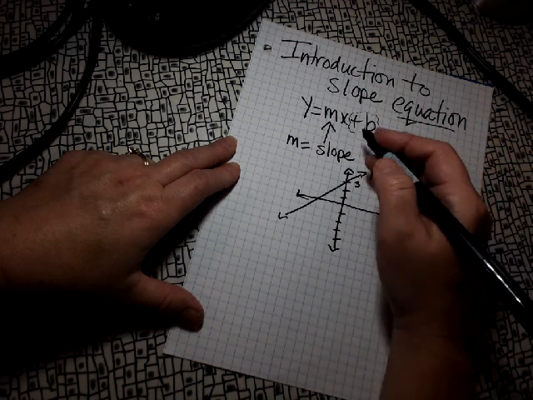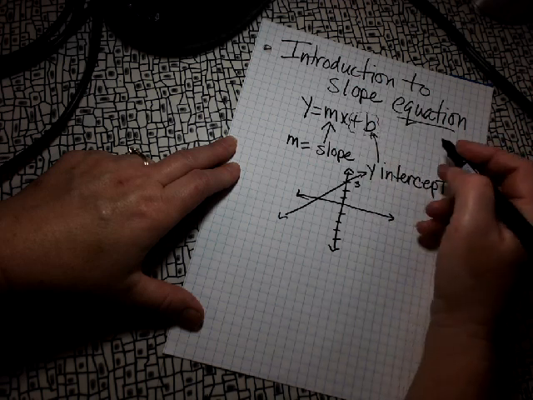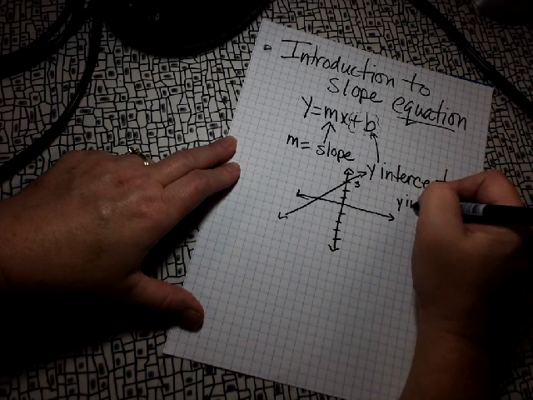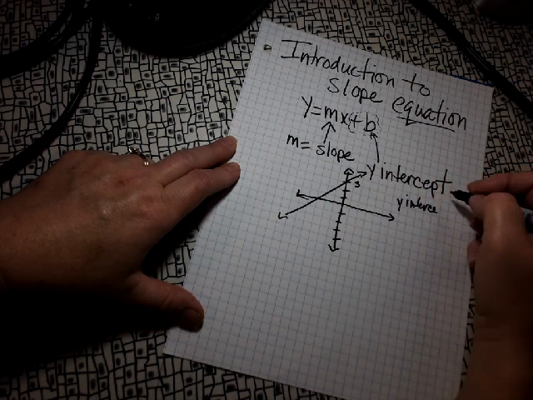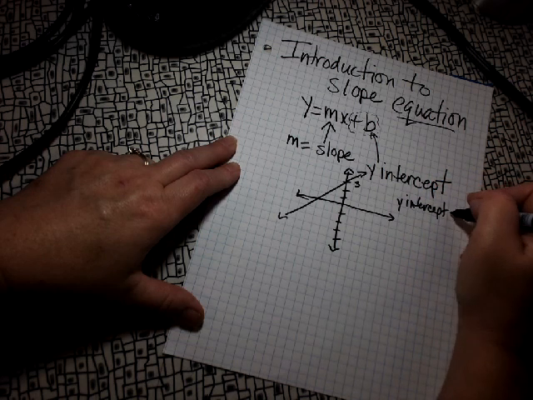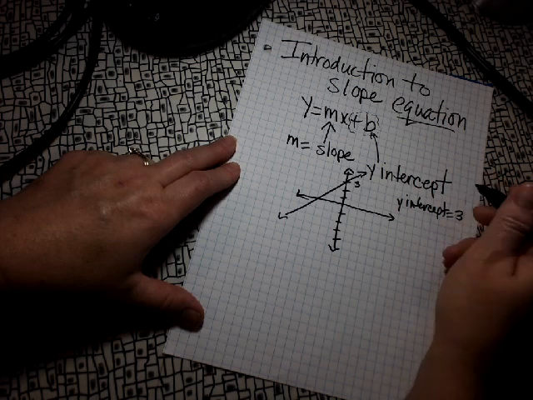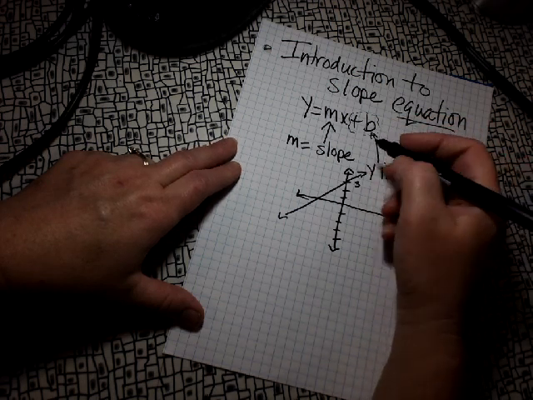And our y-intercept is going to be b. So let's go ahead and write down y-intercept. The y-intercept equals 3.